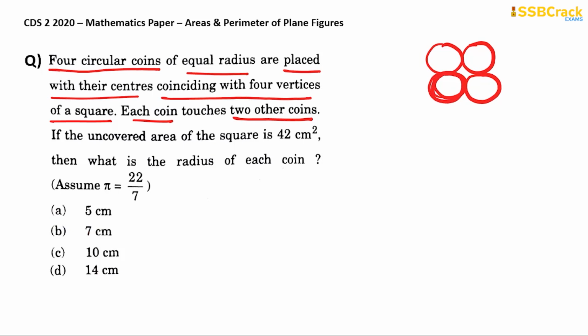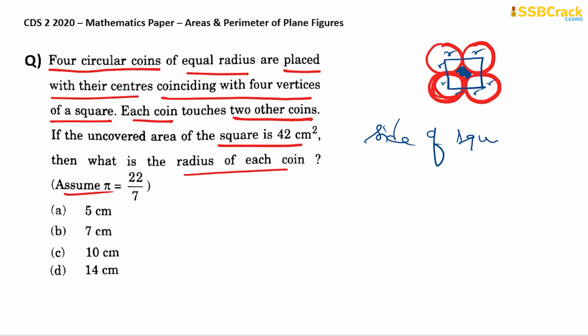These circles are all of the same radius, so they are congruent circles and their centers are nothing but the vertices of the square. So could you see that there is some leftover area of the square, this much? And this reading is known to us. The area of this remaining part of the square is 42 centimeters square. So what is the radius of each coin then? Radius is the same for all the circles, so I will take it to be r. So the side of the square is r plus r, that is 2r.